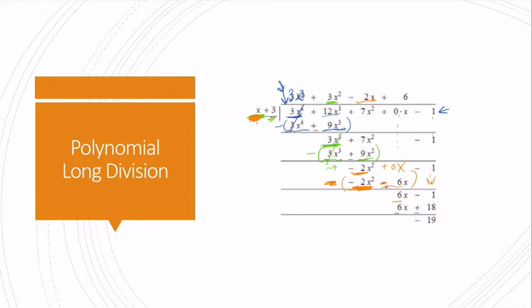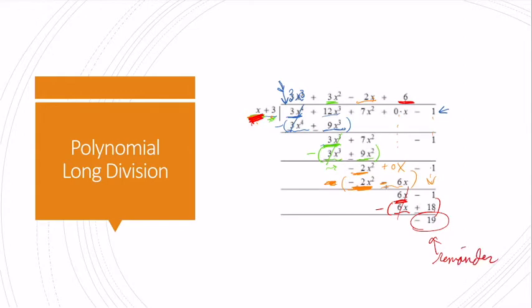So I say, okay, what do I multiply x by to make it look like 6x? Well, the answer is going to be 6. 6 times x plus 3 gives me 6x plus 18. I subtract. So my first terms are always going to cancel. Negative 1 minus 18 gives us a remainder of negative 19.